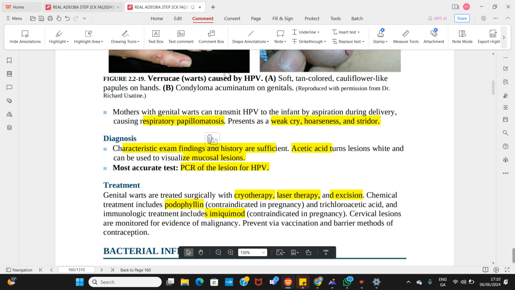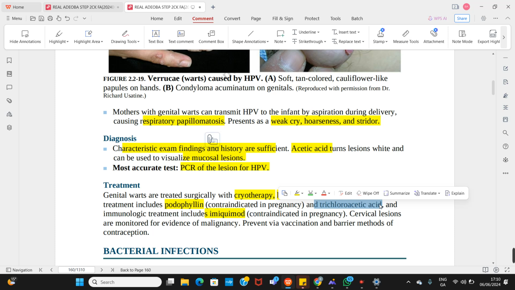But imiquimod and podophyllin, both of them are teratogenic. So you avoid them in people that are pregnant, right? You can only use TCA, trichloroacetic acid, right? So there's a way you can remember this: acetic acid is what you use to stain the mucosal lesions so that they can be conspicuous, because they will appear whitish. And you can use trichloroacetic acid to treat them as well, particularly the genital ones. And if an individual is pregnant, you avoid the other ones, which are podophyllin and imiquimod.